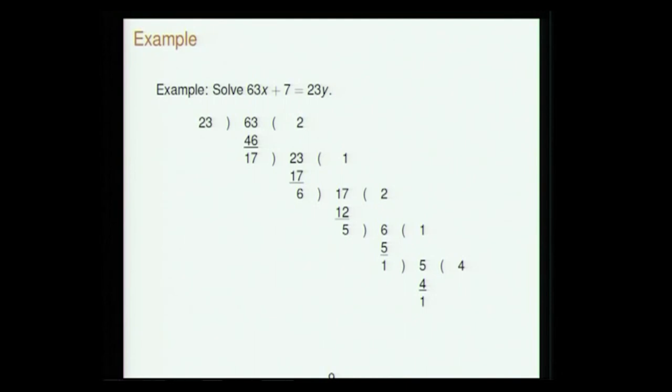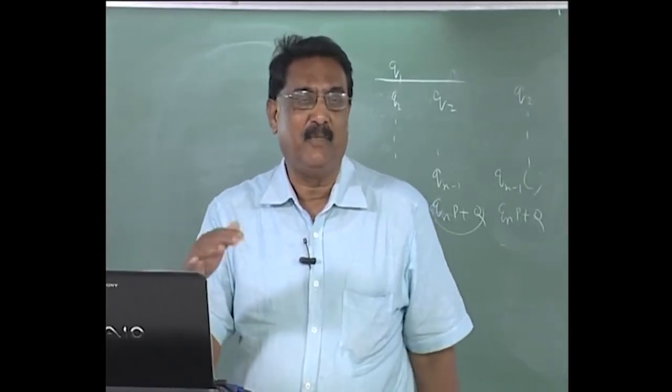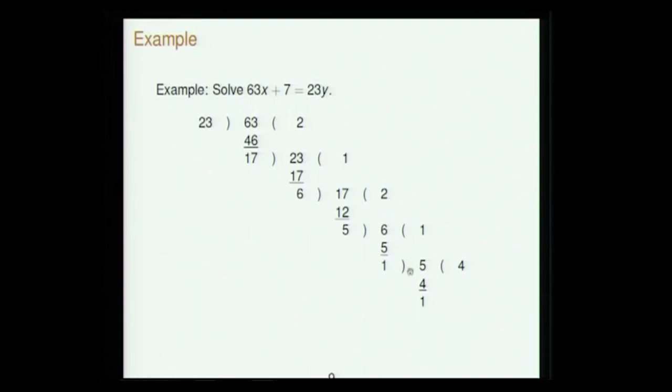So, solve the equation 63 x plus 7 equals 23 y. You have to solve this equation for integral x and y. So, you do this mutual division: 63 divided by 23, quotient is 2, remainder is 17; then 23 divided by 17, and so on: 1, 6, 6, 17, 2. In fact, we could have stopped here, but I want the total number of quotients to be odd, because then you do not have to bother about adding and subtracting. Nothing prevents you from doing this. Then r 5 is 1 and r 4 is 1.